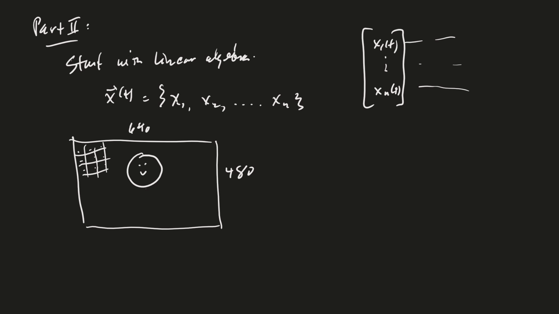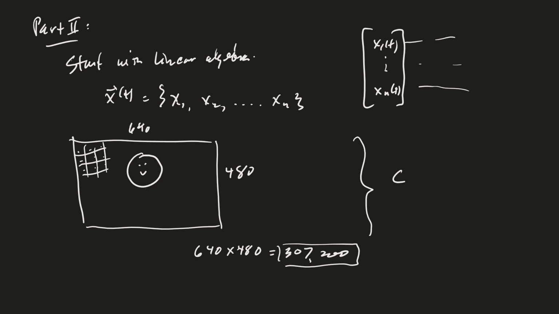So in this case, let's see, how many do we have? 640 times 480 is what, 307,200? So we have 307,200 pixel elements in this picture. And so what you can do is you can talk about this being a subspace of R^307,200, right? And so we're identifying that the context in which our problem is happening is a vector space with 307,200 dimensions in it.